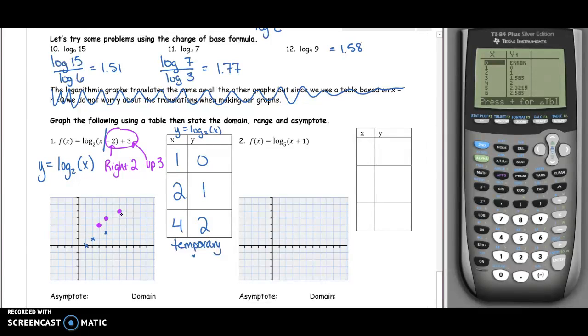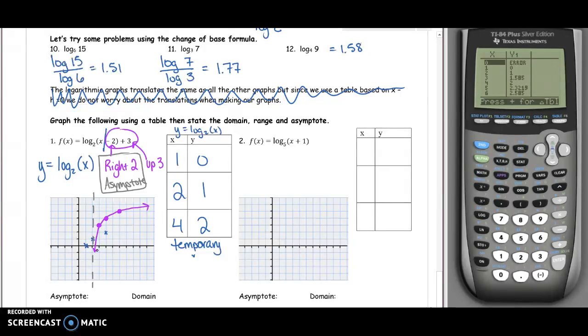Before I actually connect my points, let's think about the asymptote. We have a vertical asymptote, and because the graph moved right 2, the asymptote is also going to move right 2. So I draw in my asymptote to remind me that when I connect these points, I don't want my graph to cross that asymptote.